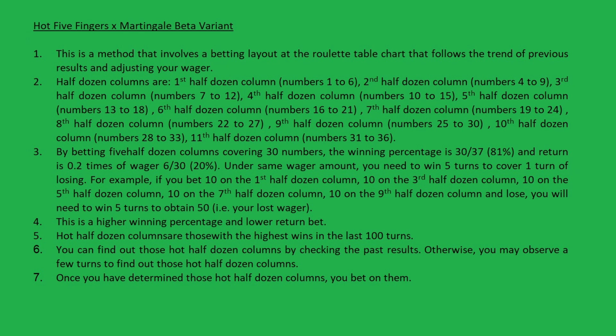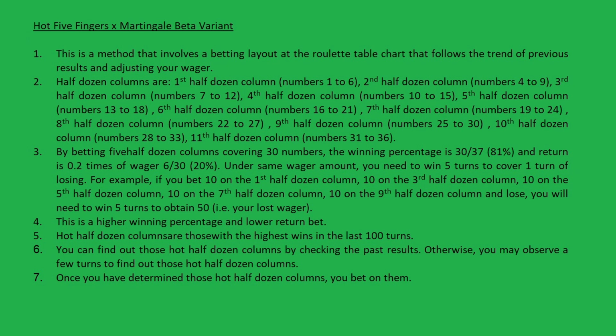3. By betting 5 half dozen columns covering 30 numbers, the winning percentage is 30/37, 81%, and return is 0.2 times of wager, 6/30, 20%. Under same wager amount, you need to win 5 turns to cover 1 turn of losing.